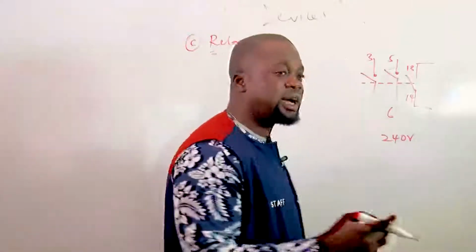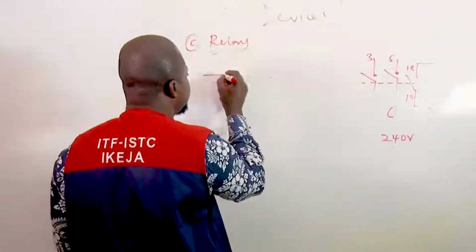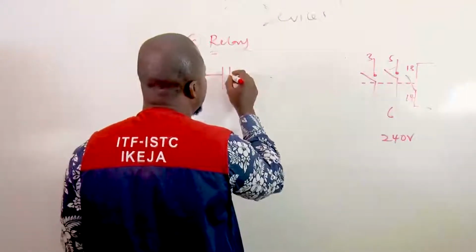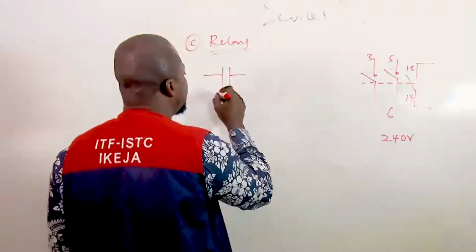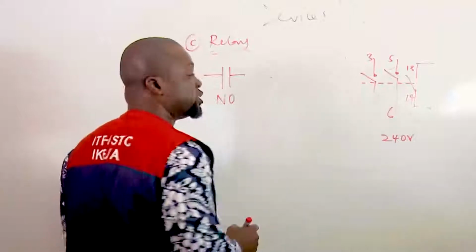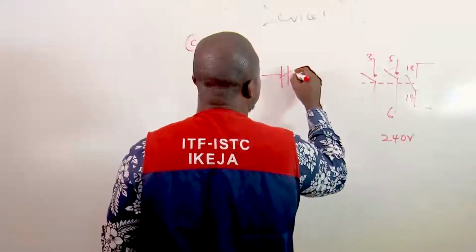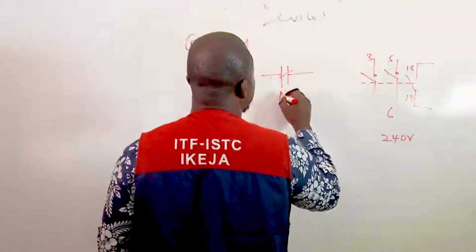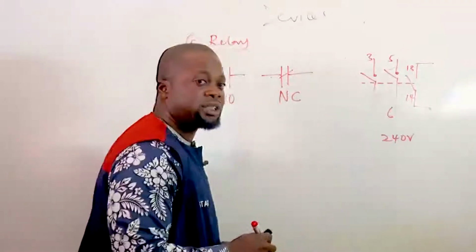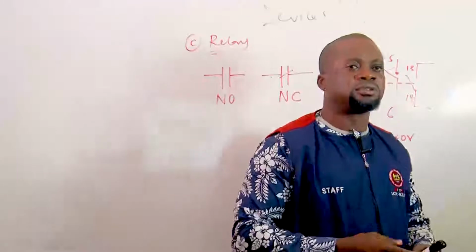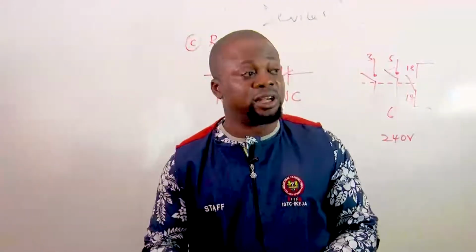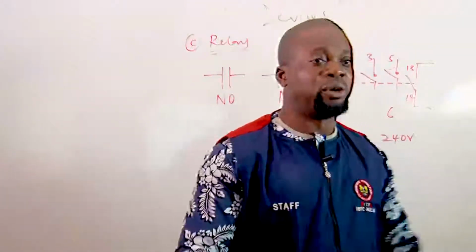So a relay also has contacts. We have the normally open contact, and we have a contact as well that is closed. We refer to it as the normally closed contact. We have different sizes of relays too, depending on the operations.